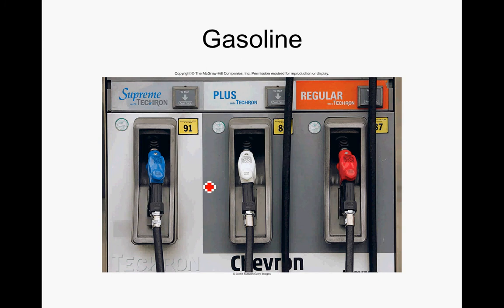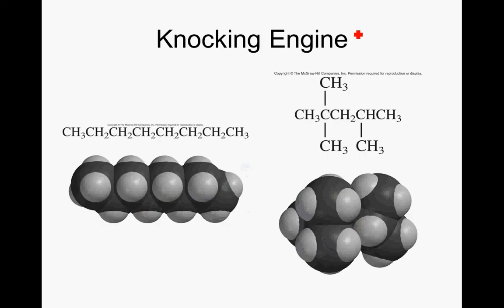For instance, they will take tar that is not in really high demand and crack it, in other words, break it in two, to make smaller hydrocarbons that can be used for gasoline. If they have smaller hydrocarbons, they can combine them, called reforming, to make larger compounds that are capable of being used in gasoline.